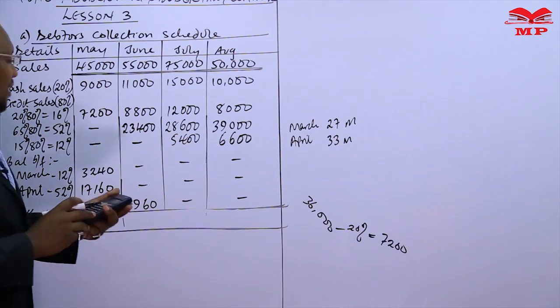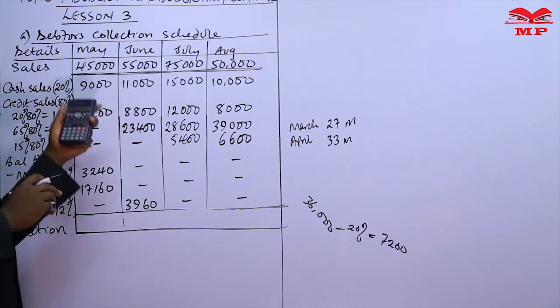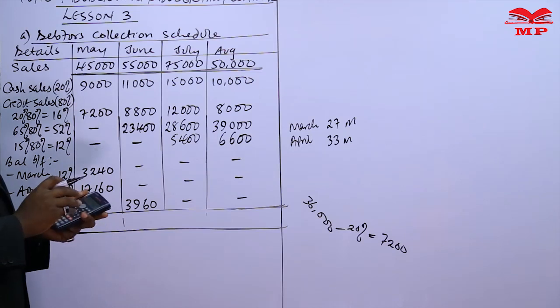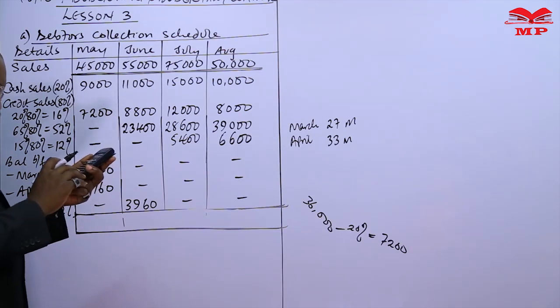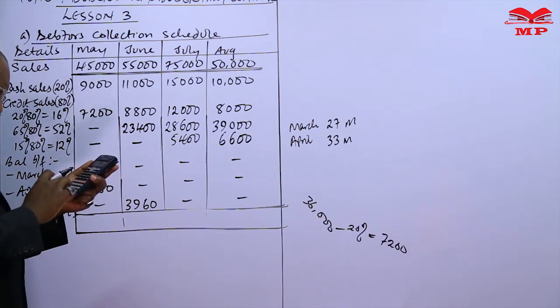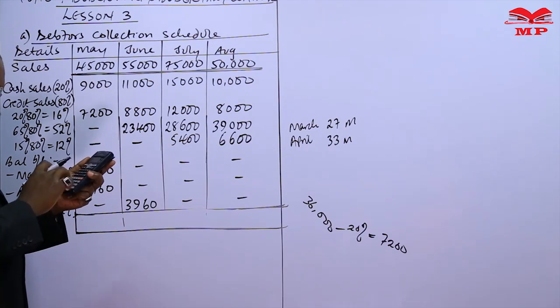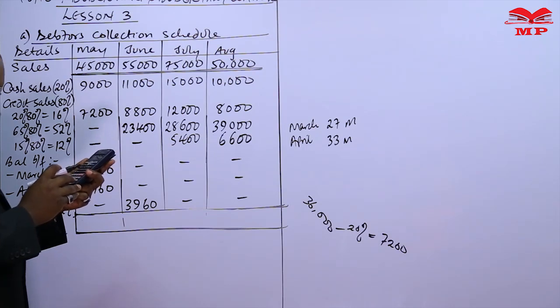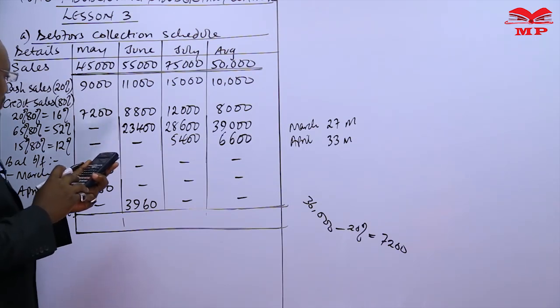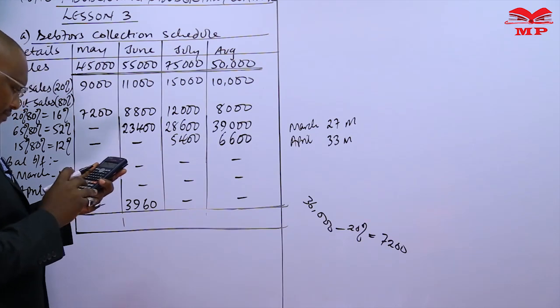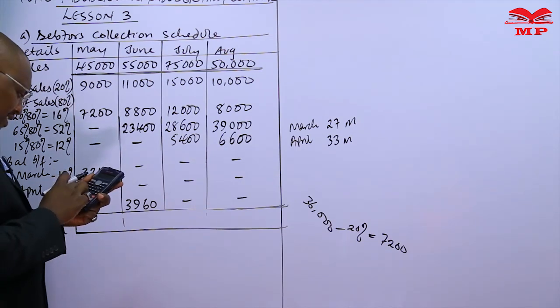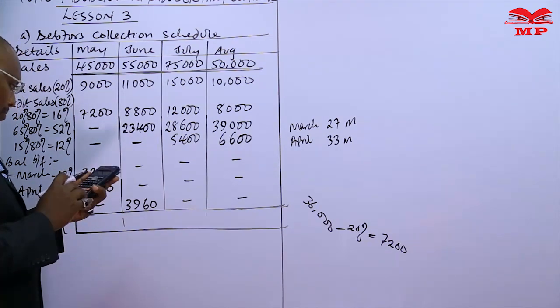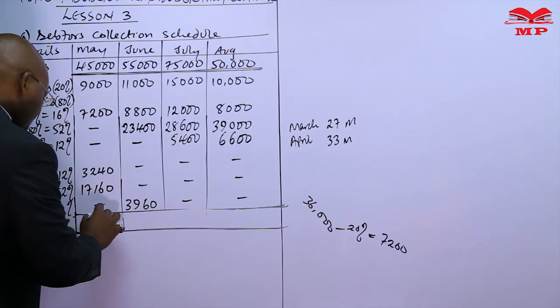So collection shall be, we are going to start from up here, the cash sales, and then now the credit sales. So we'll have the collection of 9,000 plus 7,200 plus 3,240 plus 17,160. So this is 36,600.